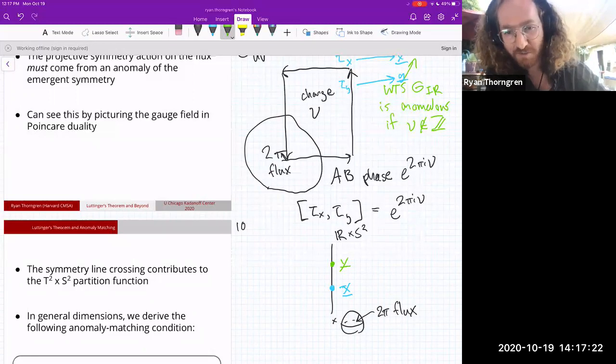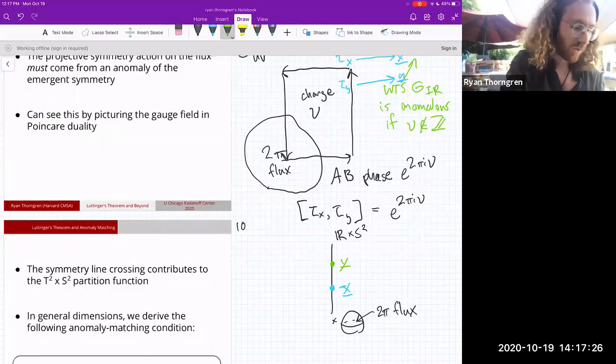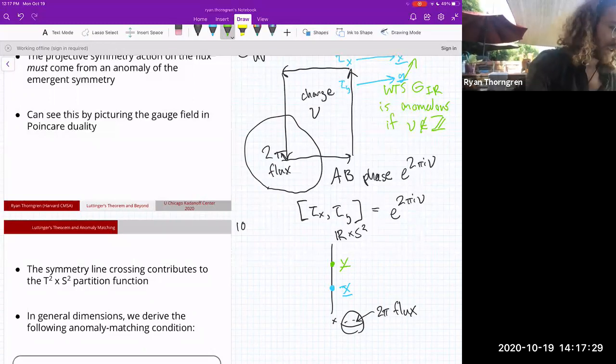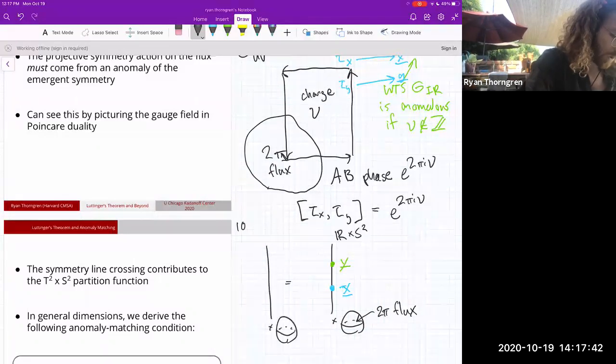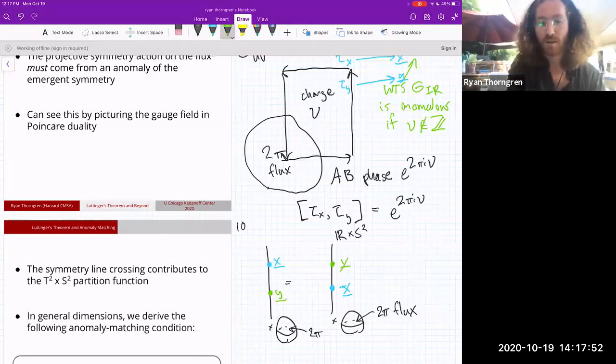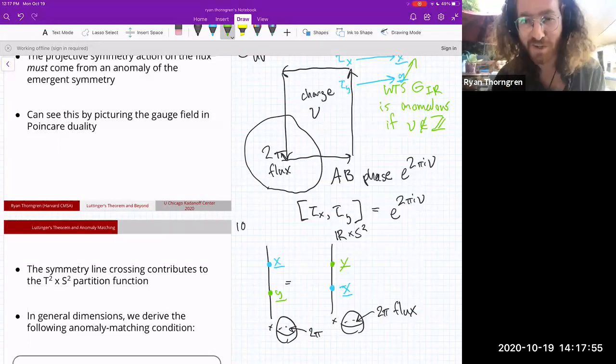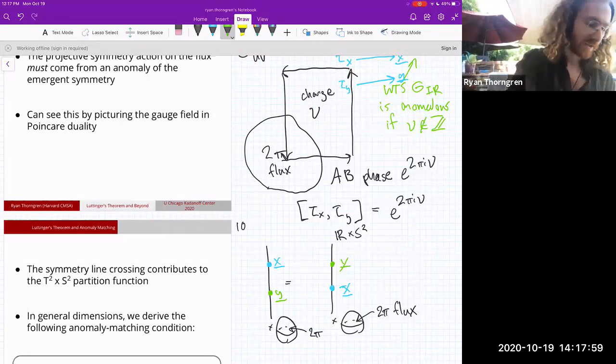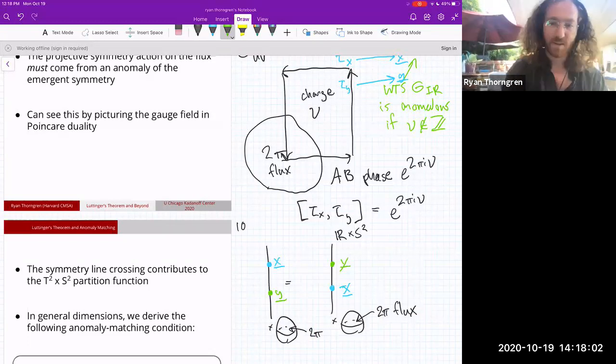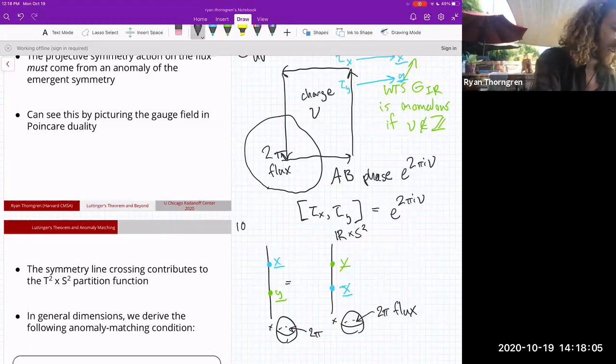Now, gauge invariance tells us that we can deform this gauge field so that these points cross each other. So this partition function would be equal to this partition function if the system were anomaly free, right? If the theory were gauge invariant. But we know this is not what happens if nu is not an integer, right? Because what we're doing is we're picking up the commutator of these two operators. And as we've said, the commutator has to be e to the 2 pi i nu.